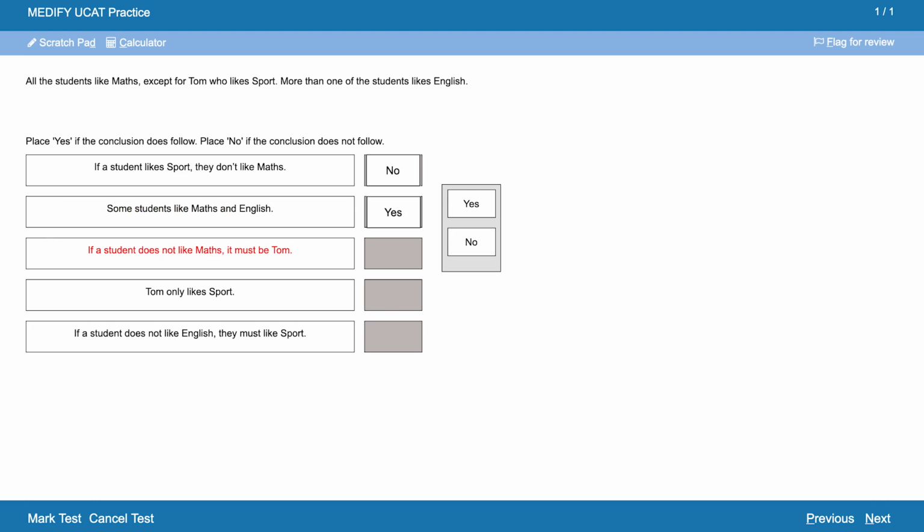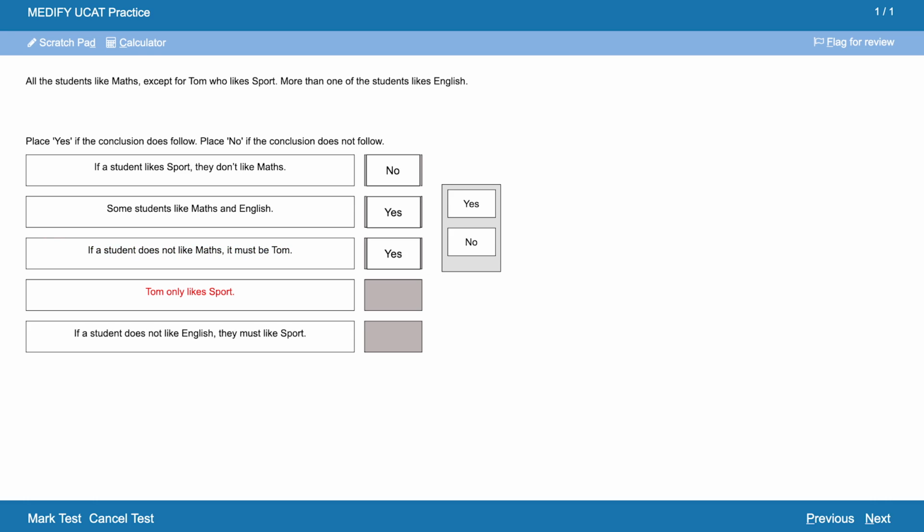So again, you can see in the stem it says all the students like maths except for Tom. This means everyone but Tom likes maths. So therefore here the answer is yes, because the information states that Tom is the only student that does not like maths. The next one is Tom only likes sport.